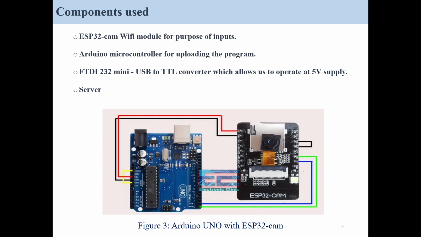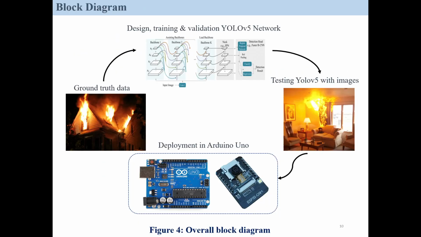The components we have used are the ESP32 CAM Wi-Fi module, which is our actual module where the camera is. We have also used an Arduino microcontroller for uploading the program and an FTDI 232 mini. This is a USB to TTL converter which allows us to operate at 5-volt supply, and we have also used the server.